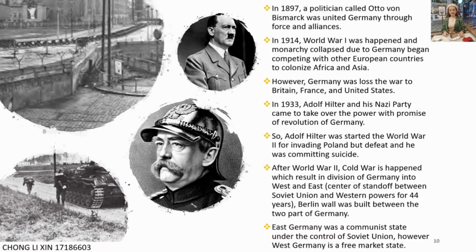In 1914, World War I happened and the monarchy collapsed, as Germany began competing with other European countries to colonize Africa and Asia. However, Germany lost the war to Britain, France, and the United States. In 1933, Adolf Hitler and his Nazi party took over power with a promise to bring a revolution of Germany. Hitler started World War II by invading Poland, but was defeated, and he committed suicide.